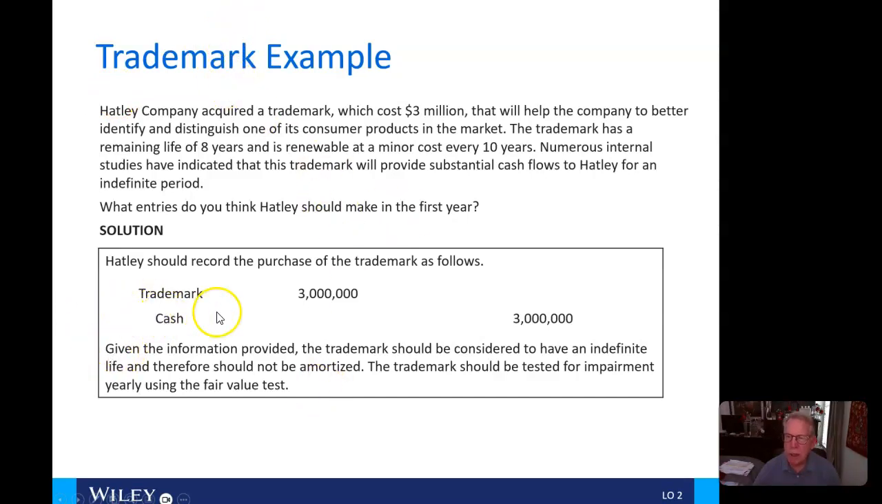Very easy. It should record the trademark with a debit for $3 million and credit cash to pay for it. The trademark is considered to have indefinite life and therefore should not be amortized. The trademark, of course, should be tested for impairment yearly using the fair value test.